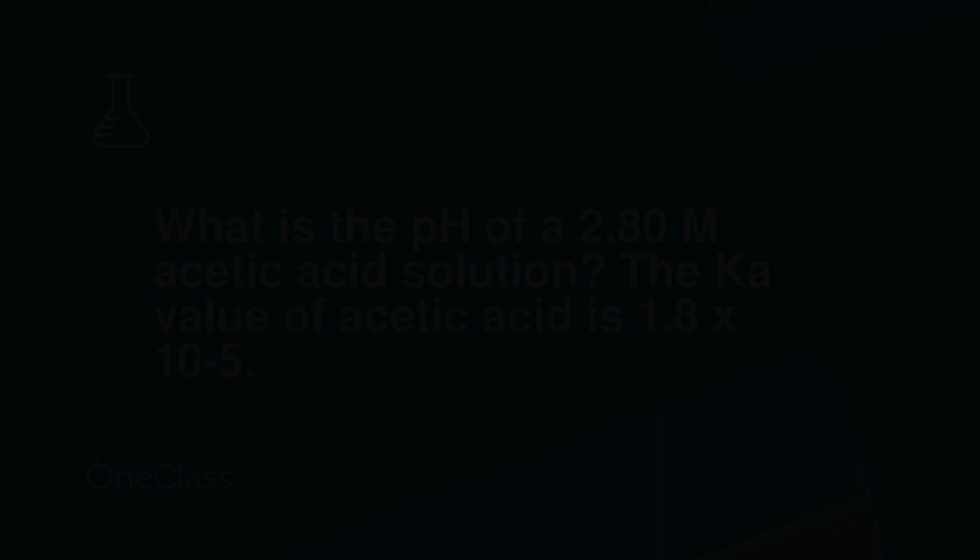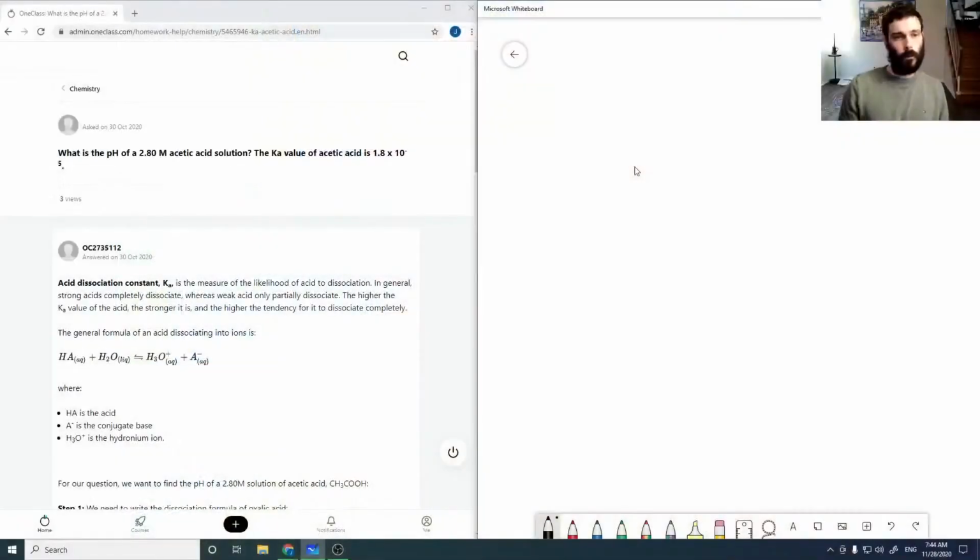Specific training in the realms of physical chemistry. Today I'm going to run through a few undergraduate level, high school level chemistry questions. So here's our first one. What is the pH of a 2.8 molar acetic acid solution? And it gives the Ka value for acetic acid.